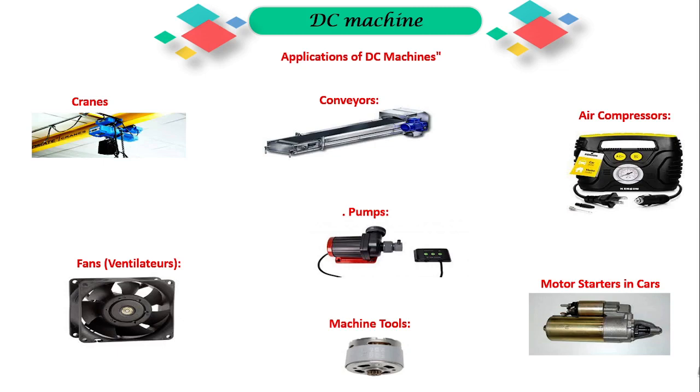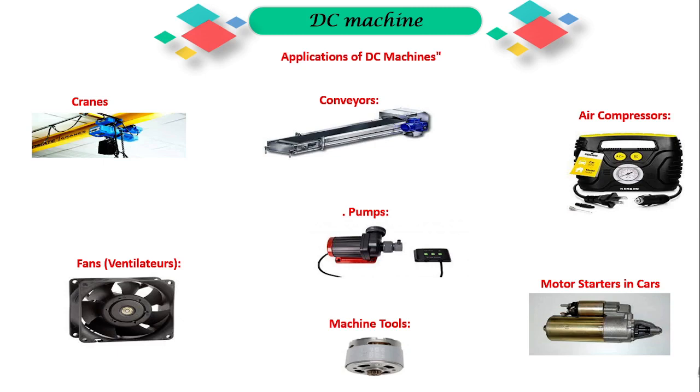1. Cranes. DC motors are the driving force behind crane systems, ensuring precise control when lifting and lowering heavy loads. 2. Conveyors. In factories, warehouses, and distribution centers, DC motors power conveyor belts, facilitating the seamless movement of materials. 3. Pumps. DC pumps are the go-to choice for fluid transfer, water circulation, and applications demanding meticulous control.